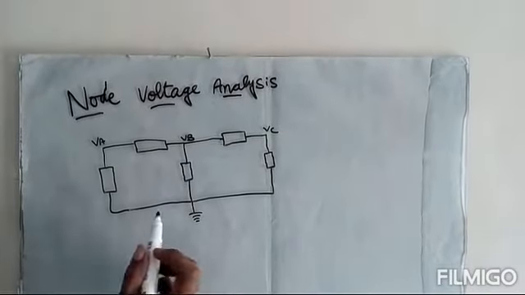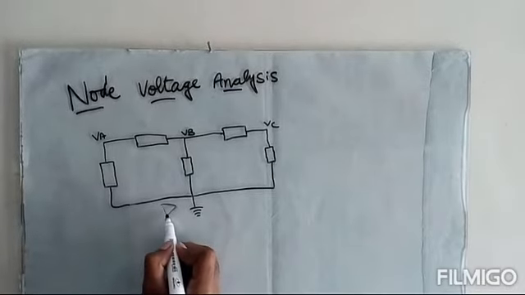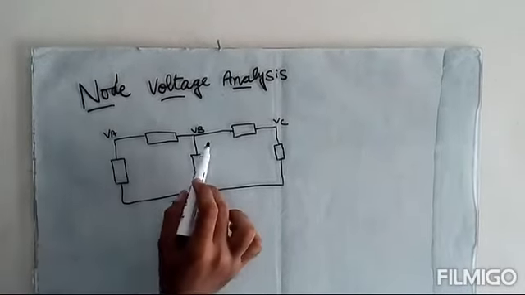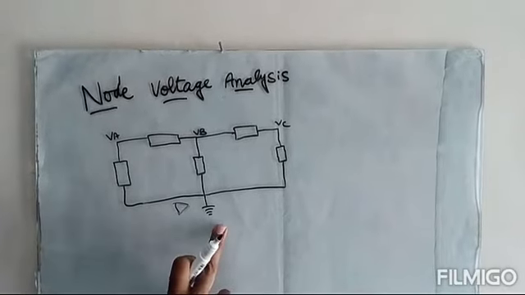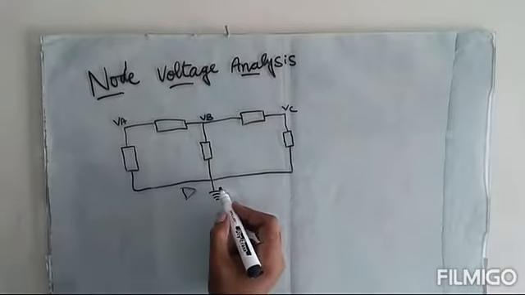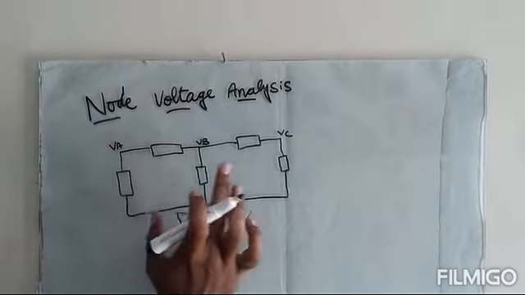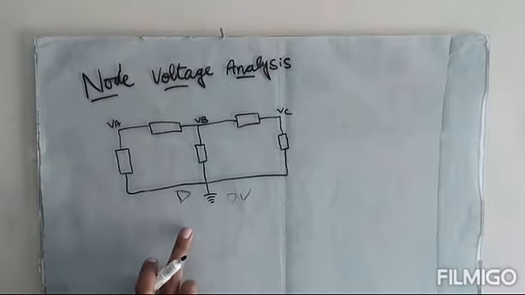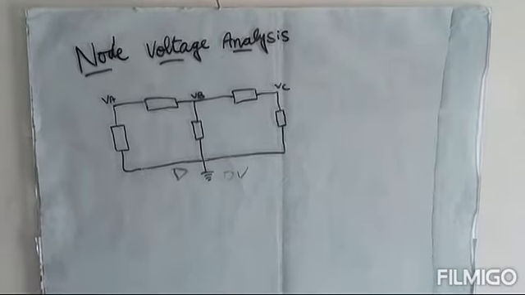In this circuit there are 4 nodes. This is node D, this is node A, this is node B, and this is node C. One node is considered as a reference node and we consider the voltage at that node to be 0 volts. And the voltage at these nodes will be evaluated with respect to this reference node.